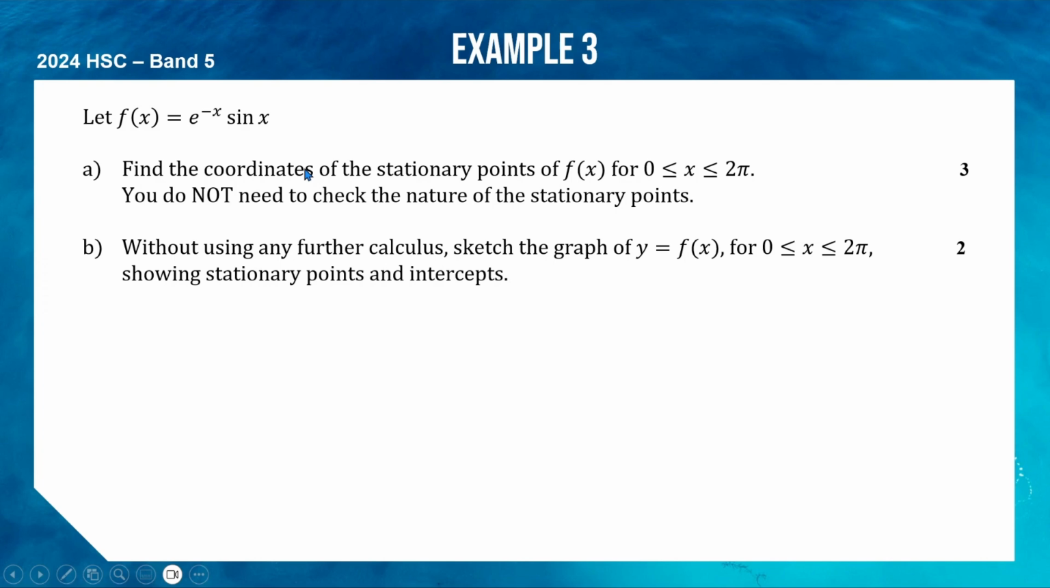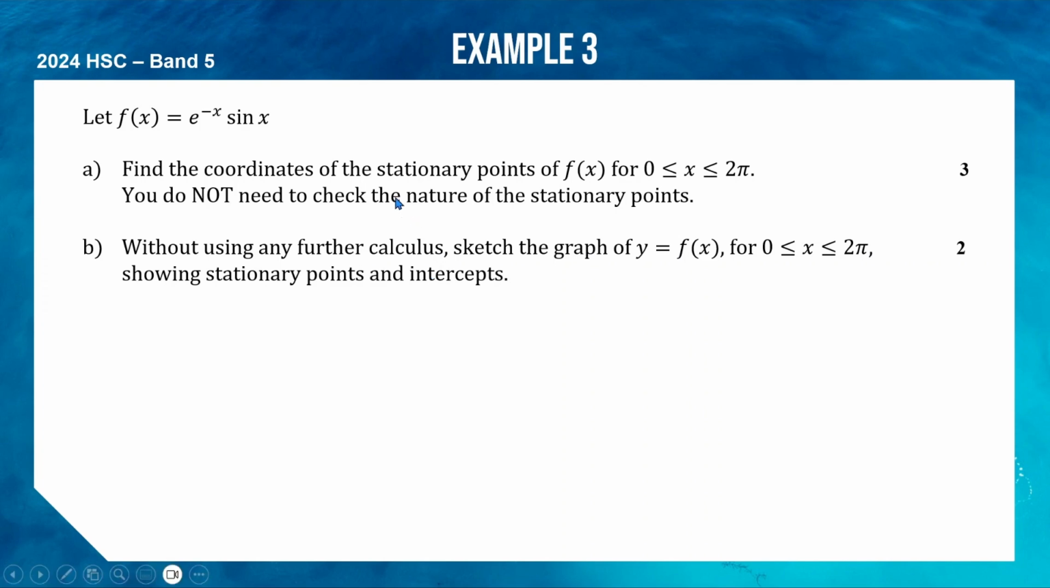Okay, find the coordinates of the stationary points of the function between 0 and 2 pi. You do not need to check their nature. Okay, that's going to save us a lot of work. Once we've done that, we're going to use part B, which is to sketch it without any further calculus. We want to find some intercepts. So a fair bit of work here.